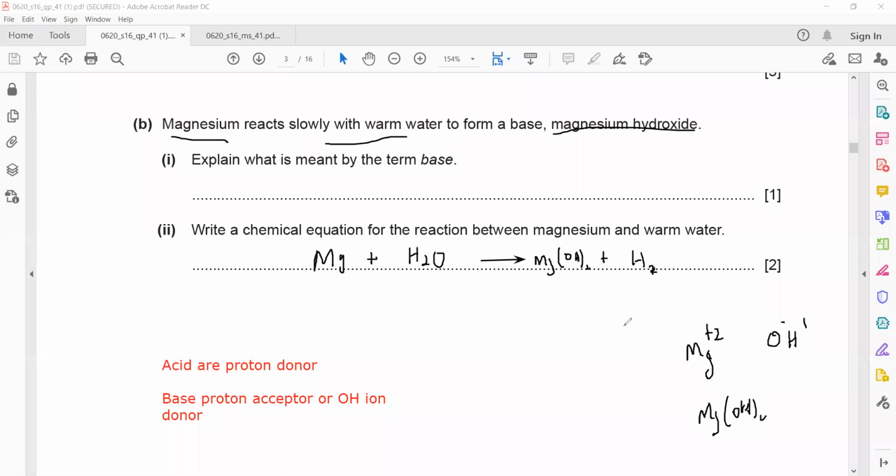One mark is for the equation, one mark is for balancing. The second thing is for balance. This is the product you wrote. To balance this, you have 2 oxygen on the right hand side, so you put 2. So oxygen is balanced, hydrogen is balanced, magnesium is balanced. So we just have to put 2, that's correct. Magnesium plus 2 water molecules gives magnesium hydroxide plus hydrogen.